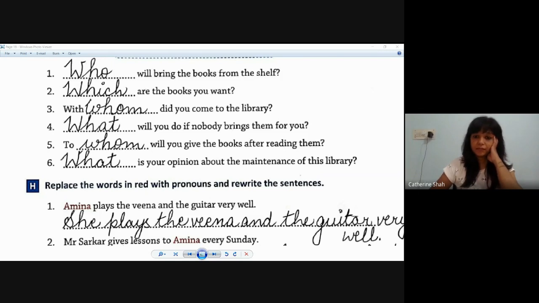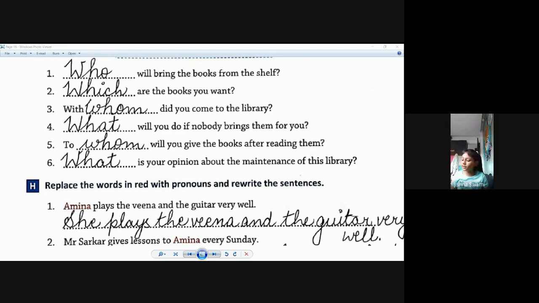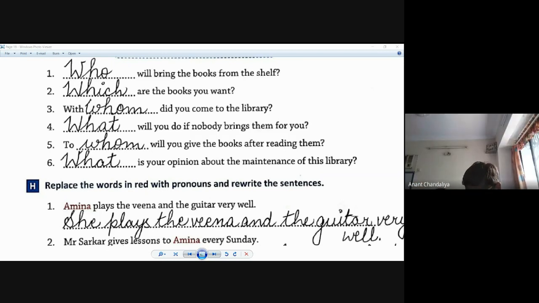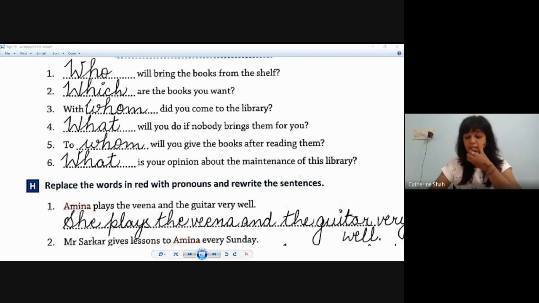Ma'am, can I tell? Yeah, Jishna, please tell. Please raise a hand. Mr. Sarkar gives lesson to her every Sunday. Correct. So Amina will be replaced with her. Anant, number 3. Amina is Mr. Sarkar's favorite student. She is Mr. Sarkar's favorite student. Correct. This beautiful Veena is Amina's.